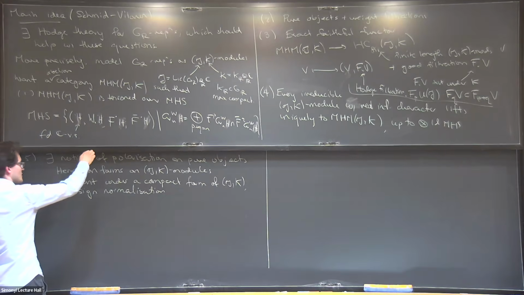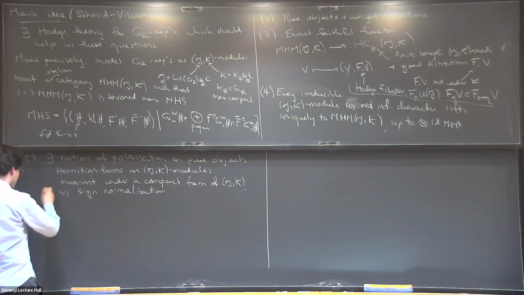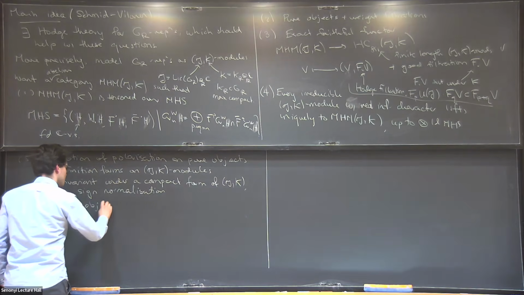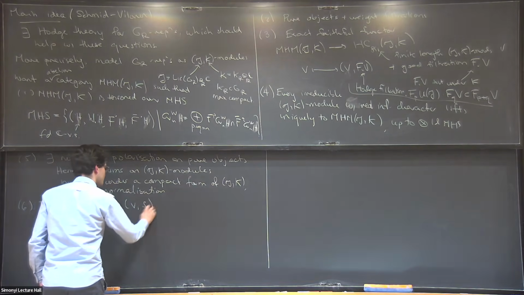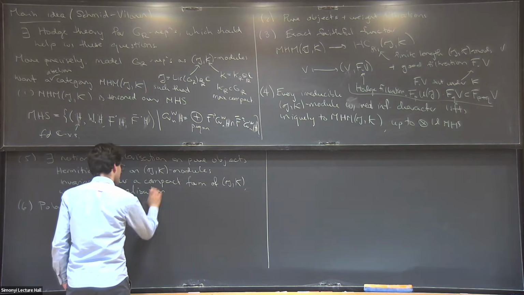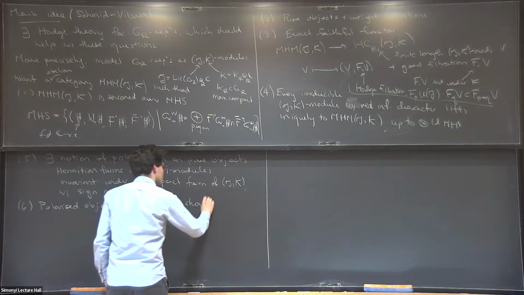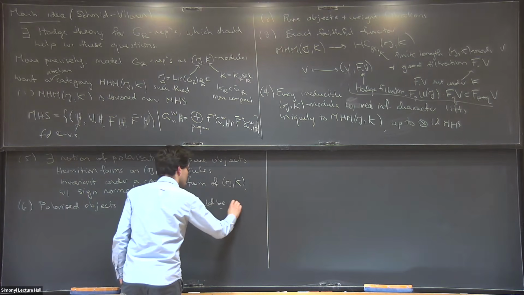So the polarization should have the following property. So polarized objects Vs, maybe let me even put in the Hodge filtration. These should be polarized Hodge structures in the following sense.